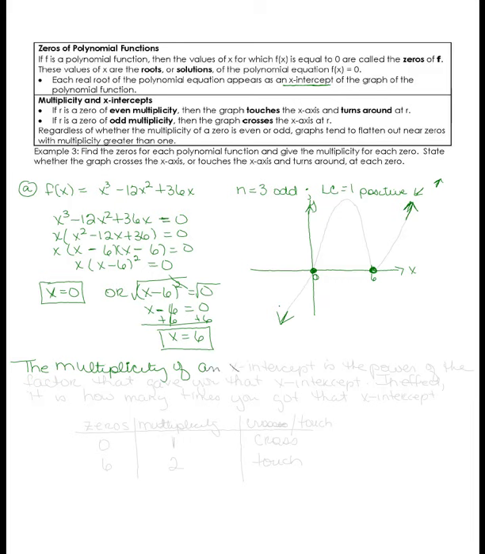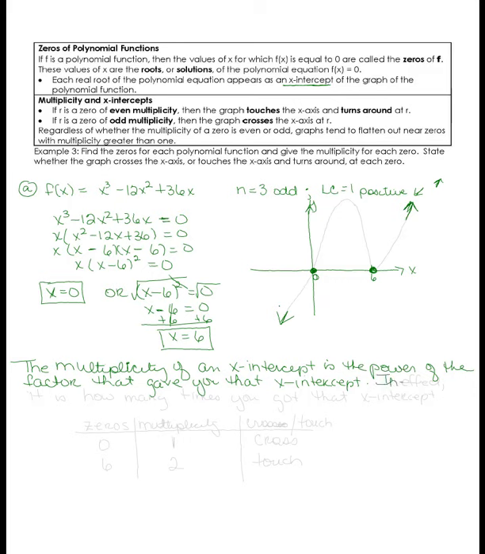of an x-intercept is the power of the factor that gave you that x-intercept. So the multiplicity of an x-intercept is the power of the factor that gave you that x-intercept.